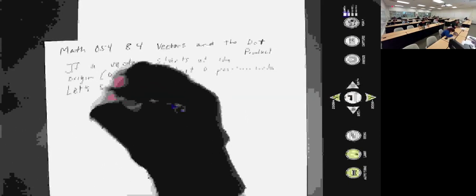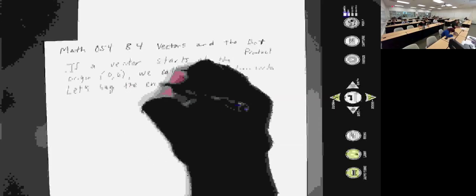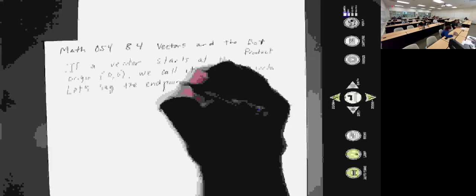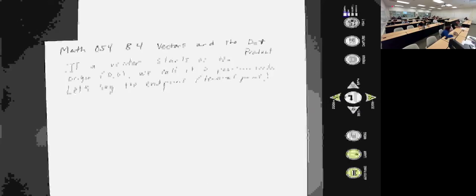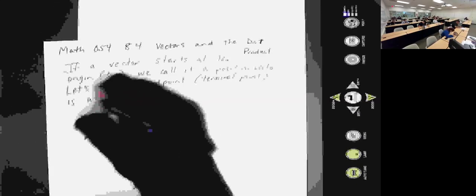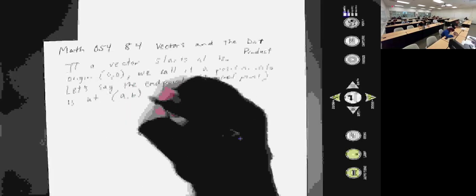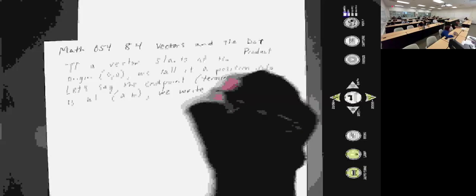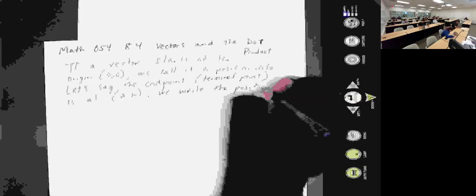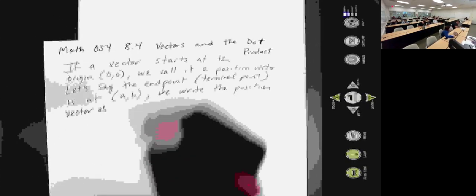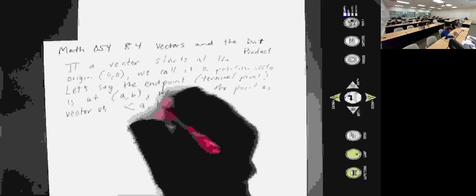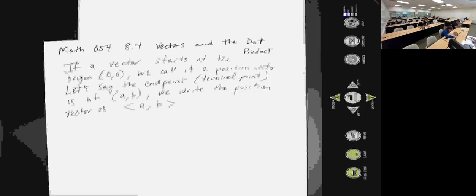Let's say the endpoint, or terminal point, which I believe is the word they use rather than just endpoint, is at A comma B. We write the position vector using the arrow brackets, the pointing brackets. That way, it's clear it's a vector, not just a point.